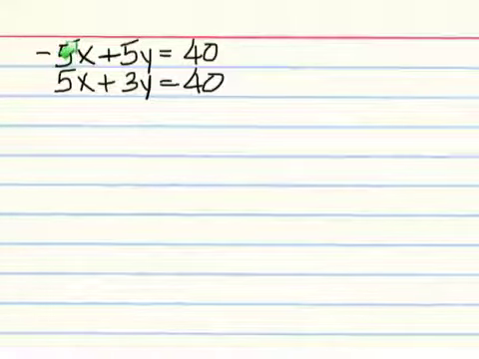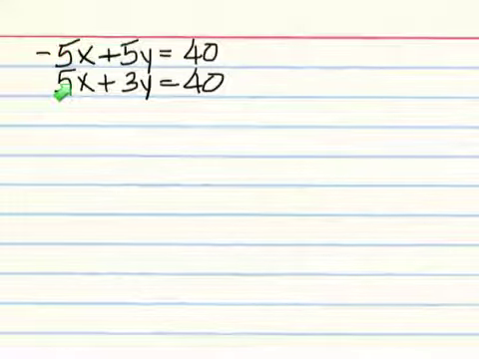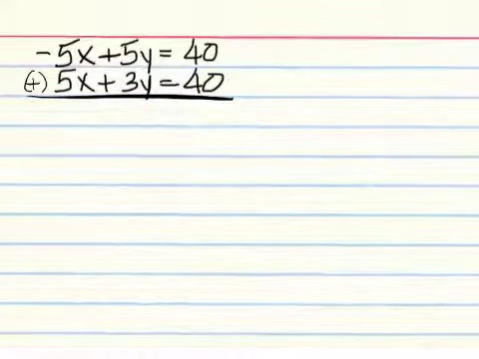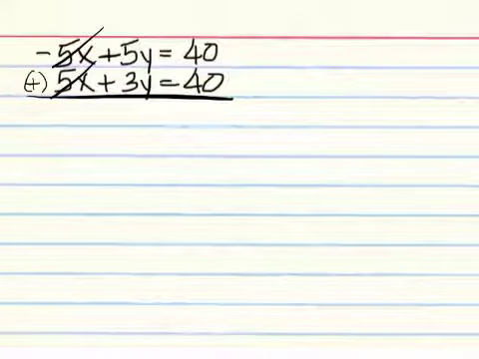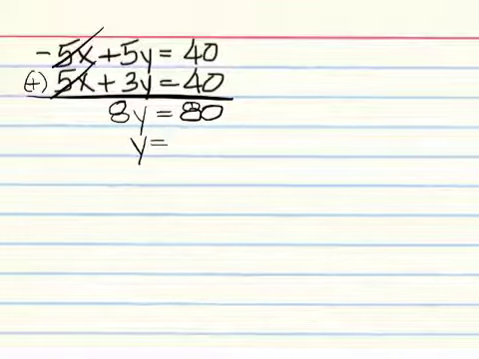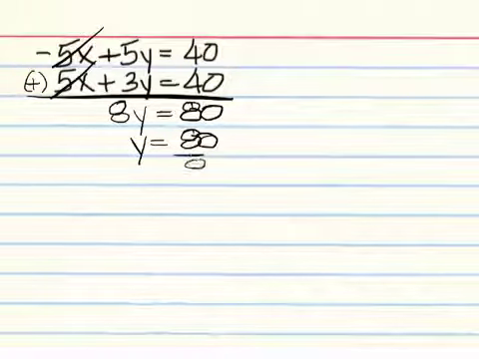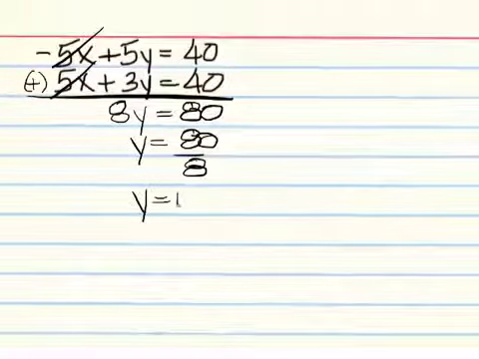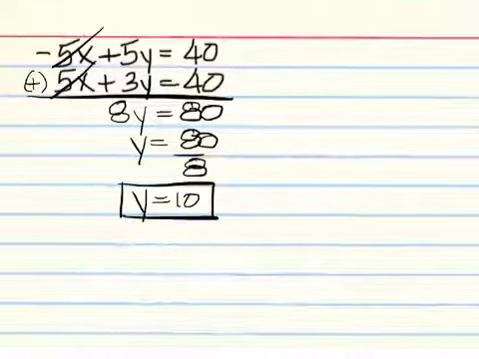In this case, you have a -5 and a +5. They're opposite numbers. There's no need to do anything other than add them together. There's no need to multiply. So when you add them together, you should come up with a cancellation there. And then 5 plus 3 is 8, and 40 plus 40 is 80. Divide 80 by 8 to get an answer of 10 for y.